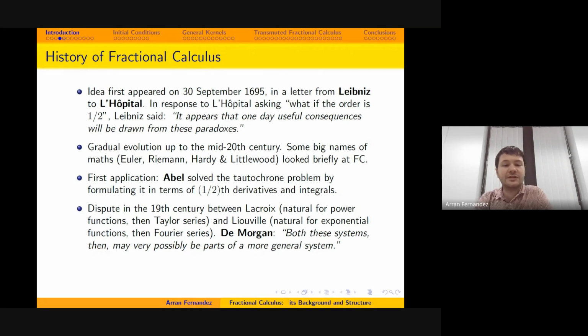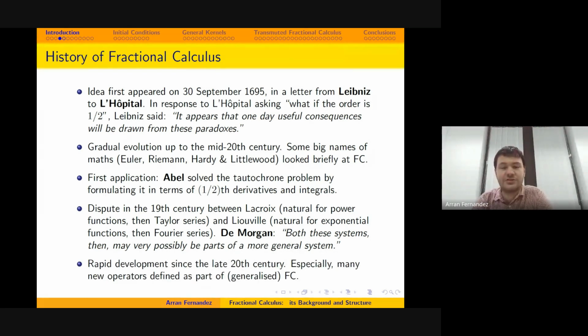There was an interesting dispute in the 19th century, which has parallels in disputes in this field today, between people who proposed different definitions of fractional derivatives that were not compatible with each other. So Lacroix had a formula that was very natural for power functions. Liouville had a formula that was very natural for exponential functions, but they were not consistent. They could not both be true at the same time. And so they argued about which one was better to use, because power functions lead to Taylor series, exponential functions lead to Fourier series. Both of these types of functions generate many, many other functions. And it was De Morgan who said both these systems may very possibly be parts of a more general system. As we shall see later today, De Morgan was correct.